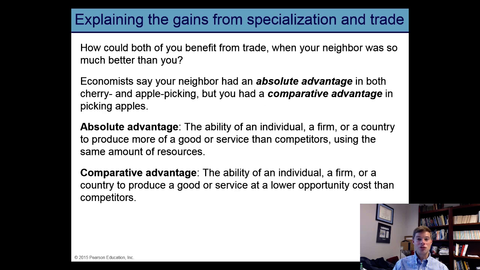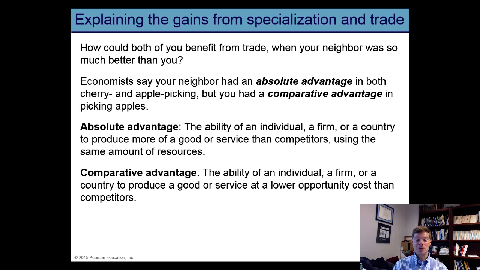I want to introduce two concepts. One is absolute advantage and one is comparative advantage. Absolute advantage is simply the ability of an individual to produce more of a good or service than the other individual. Someone has an absolute advantage if they can produce more. In this example, your neighbor had an absolute advantage picking cherries and picking apples because your neighbor was able to pick more cherries than you and more apples than you.